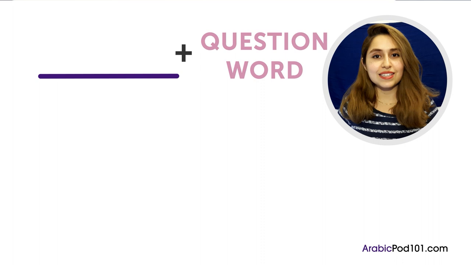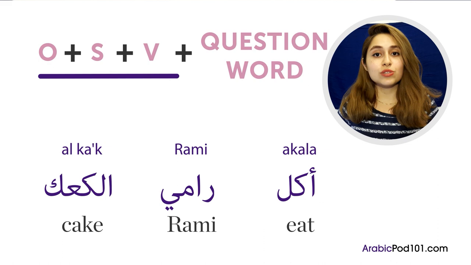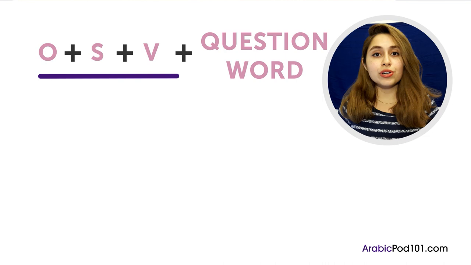As you can see in Modern Standard Arabic, question words must come at the beginning of a sentence. Then comes the verb أكل. Then comes the subject, Rami, unless that's the information in question, as in the question, who ate the cake? Finally, we have the object, الكعك, again, unless that's the information we're asking about, as in the question, what did Rami eat? So the order is verb, subject, object.